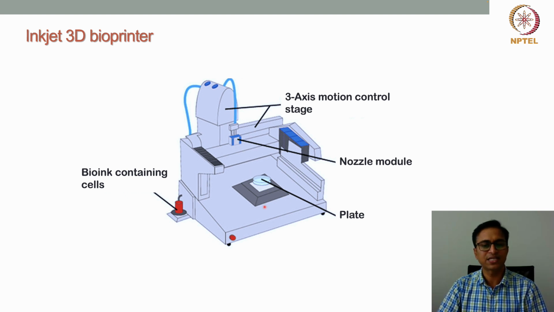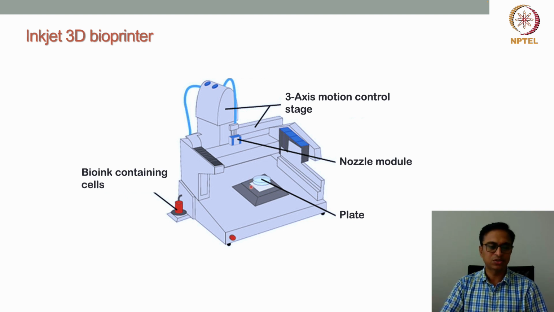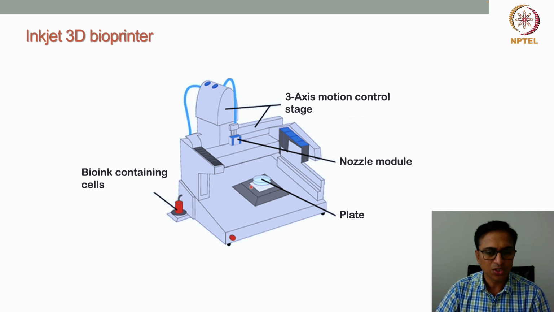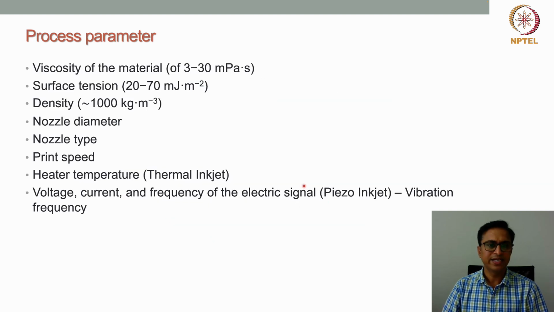Again, another change is the paper tray has been replaced with a plate or printing stage, where we can keep our printing substrate. So that we can print directly on the substrate. Also, we can print directly on the printing plate or anything, right? So this is a typical diagram of an inkjet 3D bioprinter. This looks very similar to our office printer. Let us see what is the use.